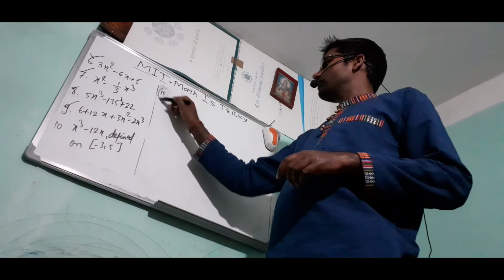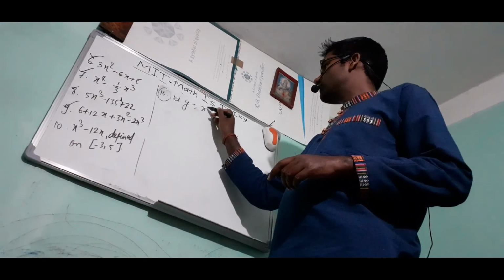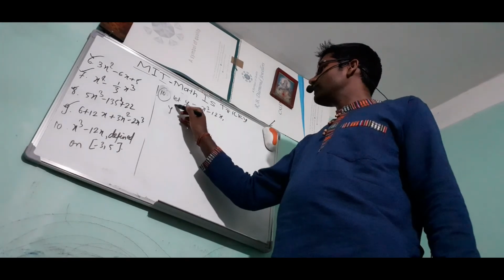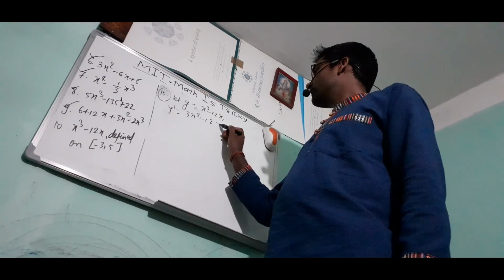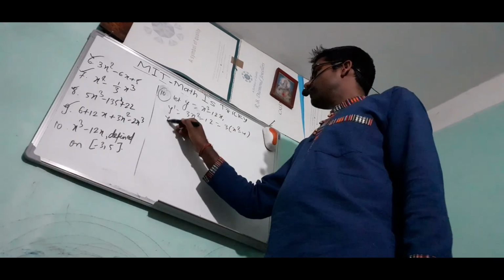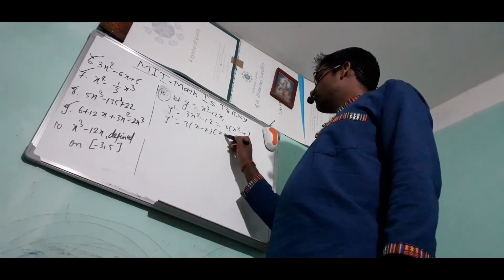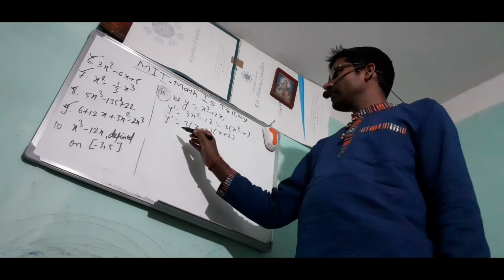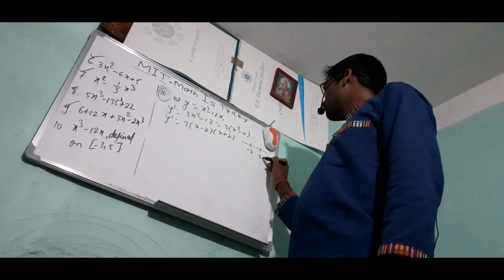Okay, so question number 10, let y equals x cube minus 12x. So as before, let's find the first derivative, 3x square minus 12. We can take 3 as common, so x square minus 4. Let's simplify this as 3 times x minus 2, x plus 2. I'm just factorizing this using a square minus b square formula. So as before, this is giving here minus 2 and 2.